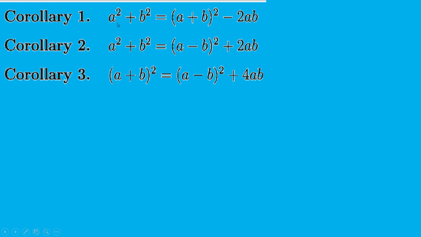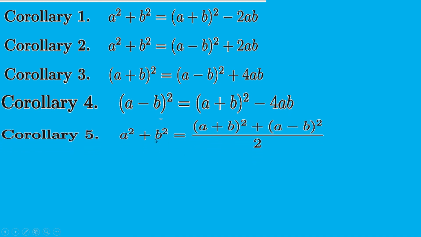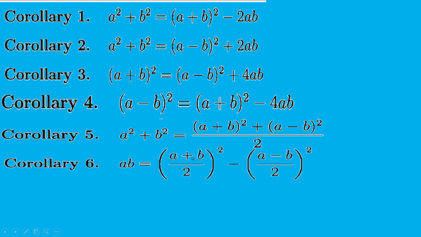Now corollary 1. a square plus b square is equal to (a plus b) whole square minus 2ab. a square plus b square again is equal to, we can write, (a minus b) whole square plus 2ab. (a plus b) whole square is equal to (a minus b) whole square plus 4ab. (a minus b) whole square is equal to (a plus b) whole square minus 4ab. Again a square plus b square is equal to, we can also write, [(a plus b) whole square plus (a minus b) whole square] divided by 2. And ab is equal to ((a plus b) by 2) whole square minus ((a minus b) by 2) whole square.